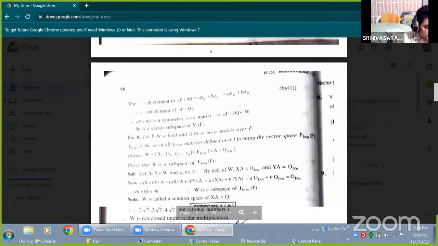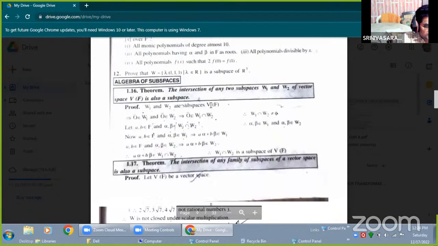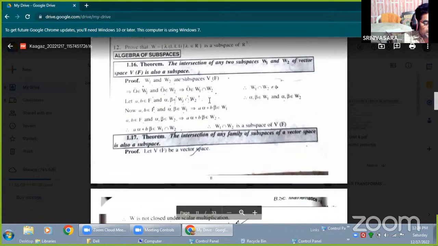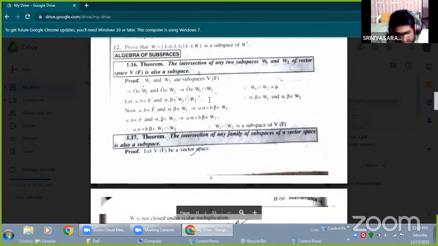Now, there are so many examples also mentioned here. Just you have to see and refer. Now, algebra of subspaces. Already in the last class, this definition was discussed, and it is one of the important parts. Algebra of subspaces means algebraic operations, union and intersection. What are the properties under the union and intersection of subspaces?